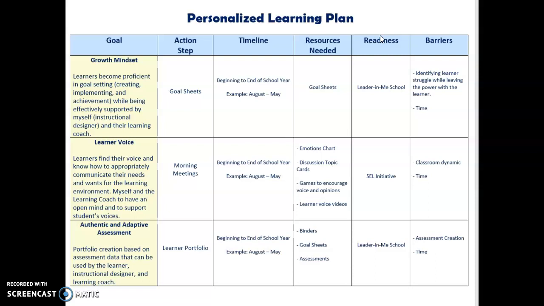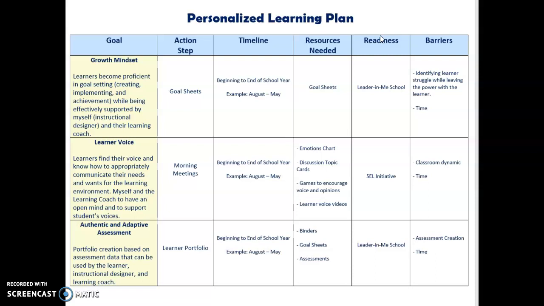My goal for this standard would be for a portfolio to be created based on the assessment data that could be used by all 3 parties, the learner, the instructional designer, and the learning coach. So the action step to achieve this goal would be a learner portfolio. And my idea is that students would create a portfolio that would house their goal setting sheets as discussed in growth mindset and any artifact that would assess their learning. So an assessment, a project, a paper.